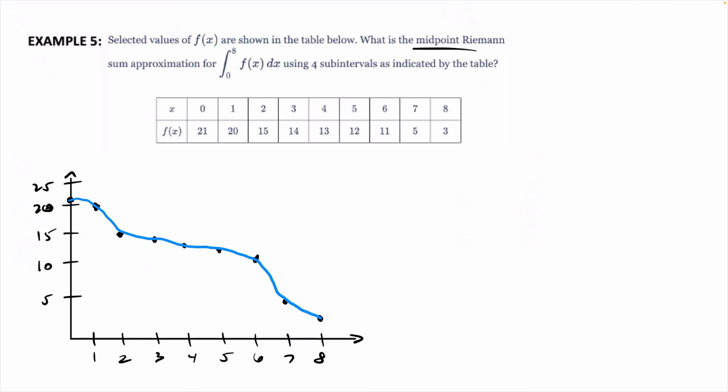Okay? So how tall is the first rectangle going to go? What's going to determine the height of the first rectangle? The midpoint. The midpoint from 0 to 2. What is the midpoint from 0 to 2? 1. So where is the dot for 1? 20. That's the first rectangle. So it's 2 by 20. The next one's going to go from 2 to 4. The midpoint's going to determine how tall. So 3, 14.